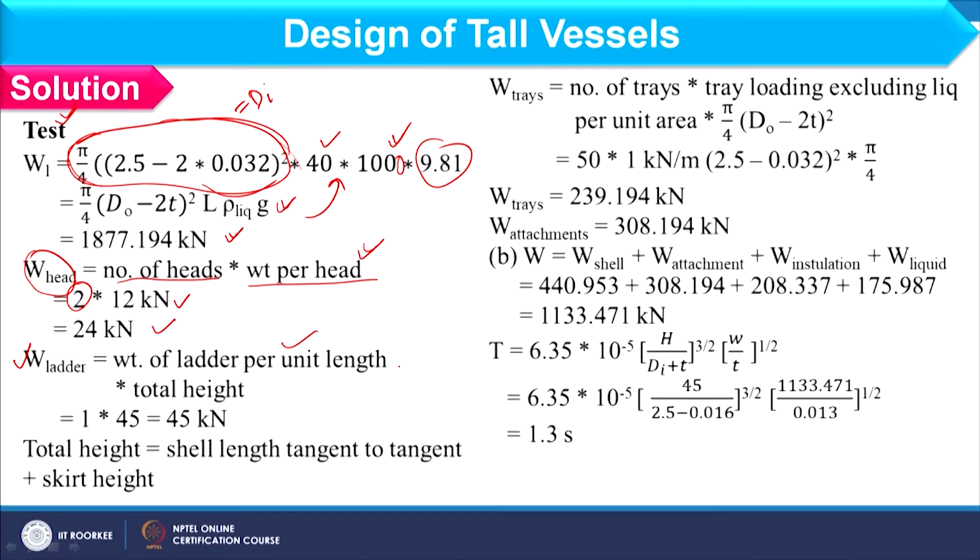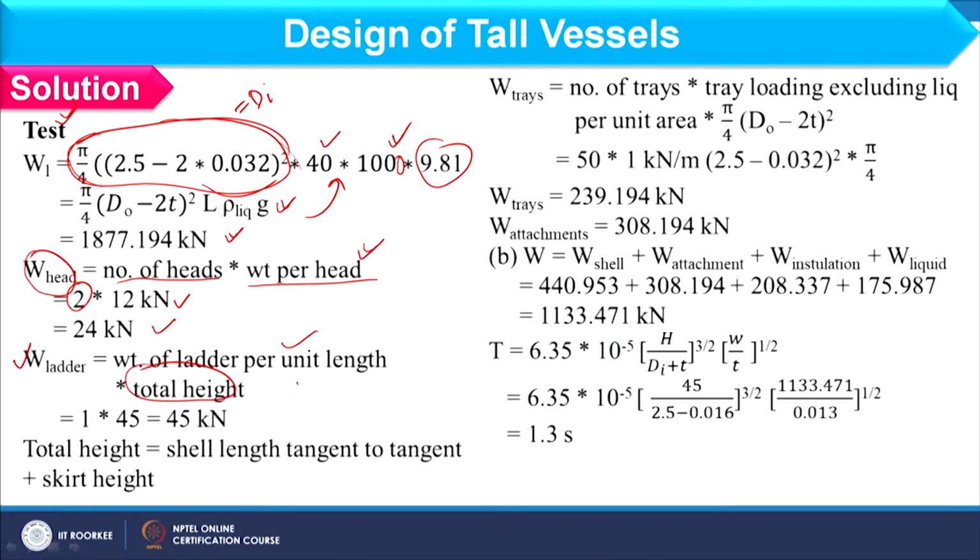Weight of ladder per unit length into total height. Now, what should be the total height in this case? Because when you put the ladder, ladder is basically placed from the foundation, not only in the shell. So, in that case we will consider total height of the ladder from the foundation. In this case total height would be the height of shell plus height of the support. So, 5 meter is the height of the skirt and 40 meter is the height of the shell. So, total 45 meter we have considered. So, 45 kilonewton will be the weight of ladder.